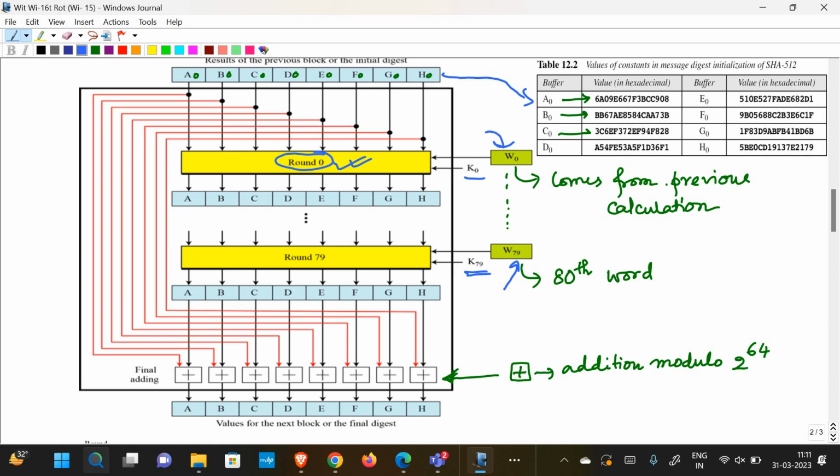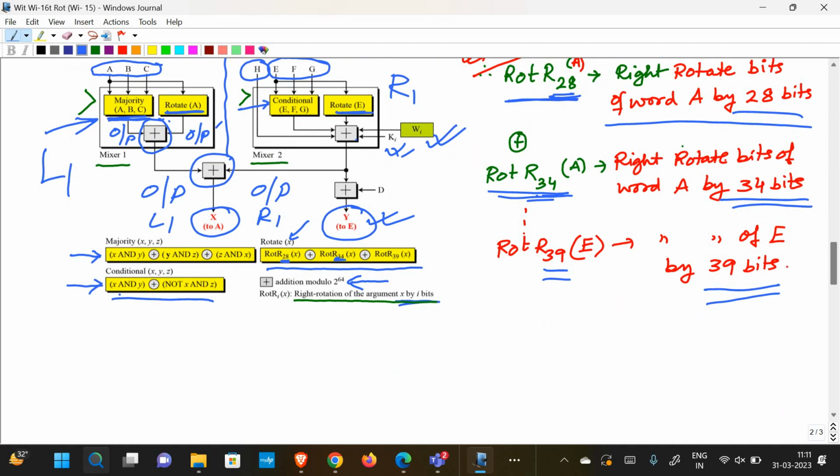This is nothing but a function, as given over here: x and y we have to do. Then we have XOR of not of x and z. So it's the opposite of x, whatever is there. Right, so that is the function given. So this whole thing that you are looking at goes to each and every round.